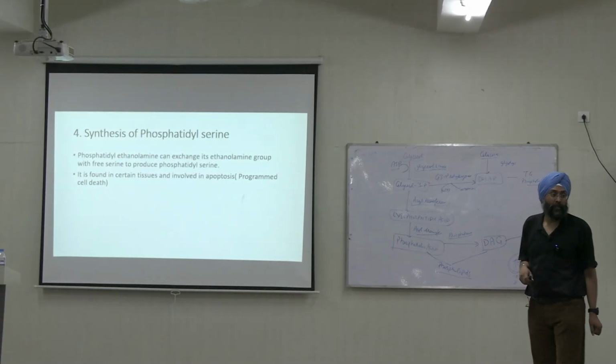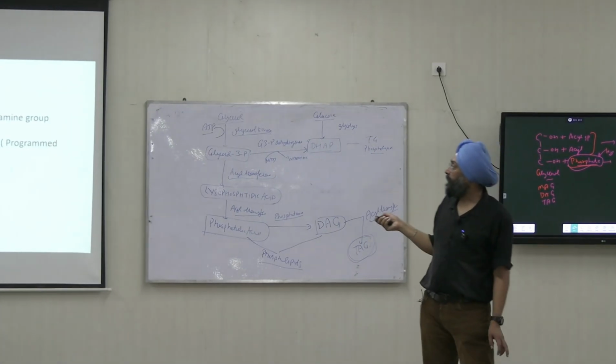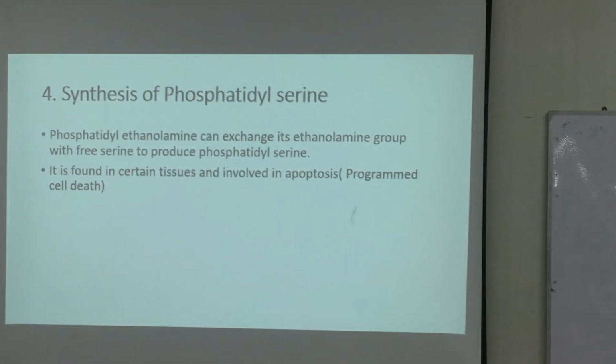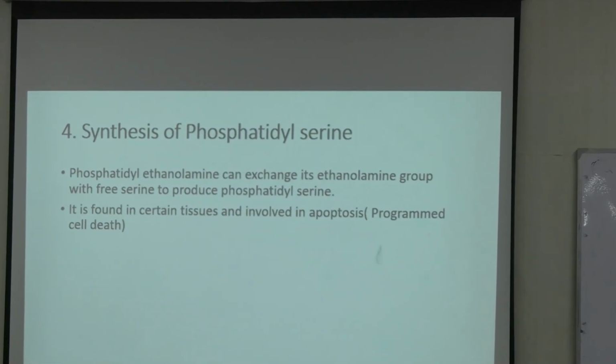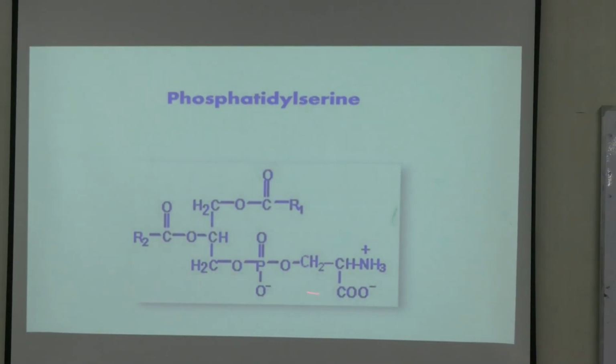Then serine: phosphatidic acid plus serine will give our phosphatidyl serine. What is the function? It is involved in apoptosis or programmed cell death. This is basic phosphatidic acid, and we are attaching serine, it becomes our phosphatidyl serine.